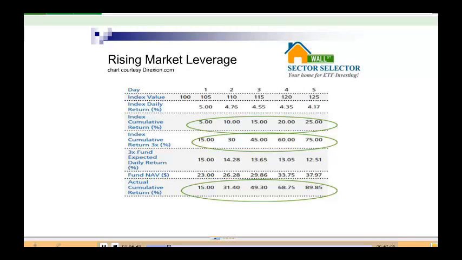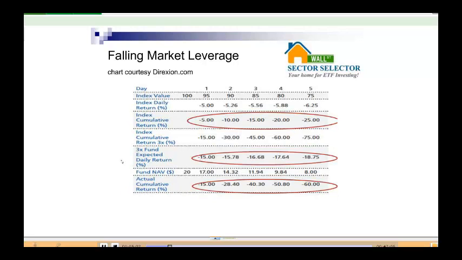So in a rising market with a leveraged ETF, you're going to be ahead of the game. It's going to be compounding in your favor, which is what you want, of course, a nice situation. But if you get into a falling market, it's going to compound against you. You can see that the index only lost 25% in this example here, but your leveraged ETF lost 60%.